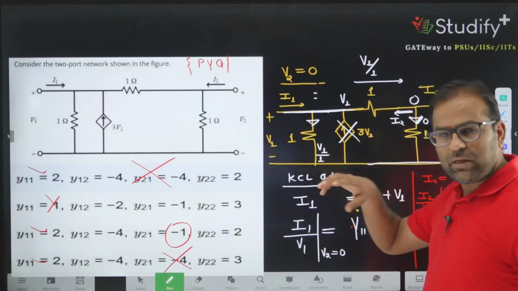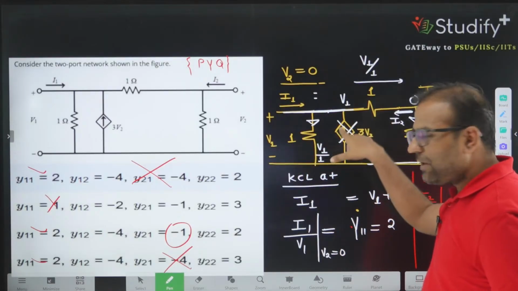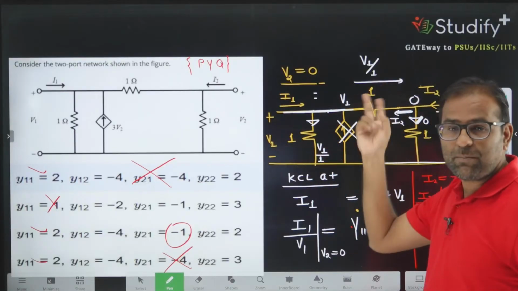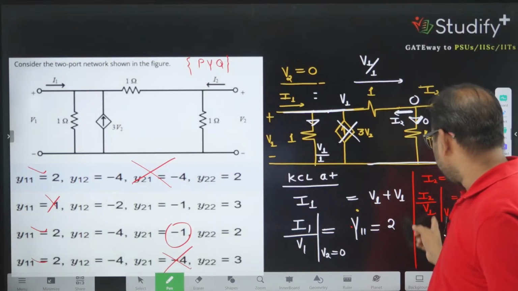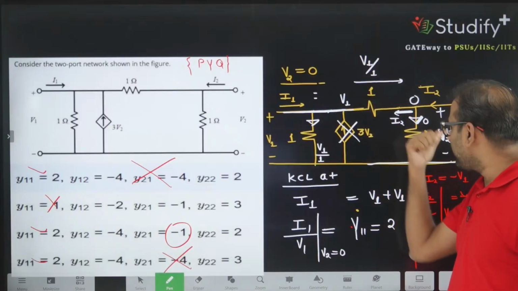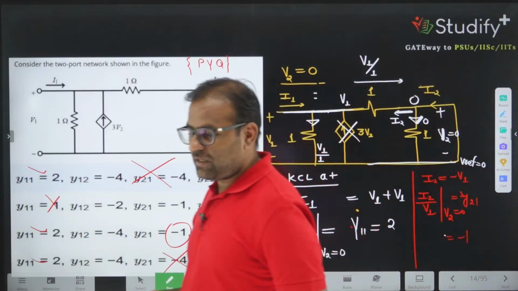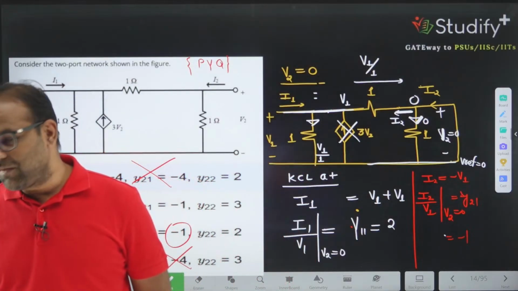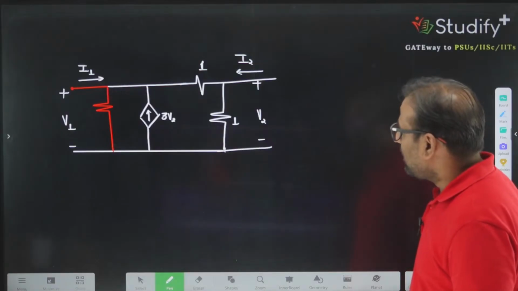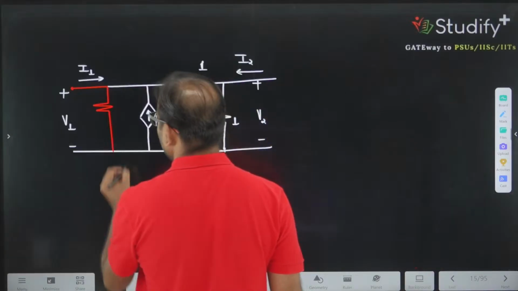In this network, you can calculate the Y parameter directly also. 1 by 1 plus 1 by 1 is 2. And when you make V2 equal to 0, this whole combination is a delta combination, and for a delta combination you can write the Y parameter directly. But anyway, these are whole numbers. This value is 1 ohm.